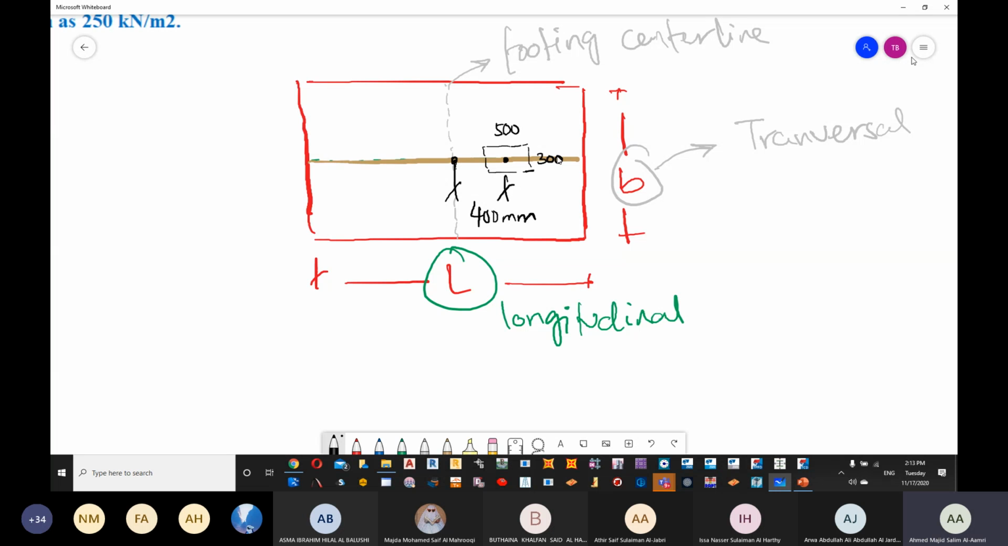Now, the longitudinal line for the foundation and for the column is in the same line, which is the gold color or the brown color or whatever you are saying. Now, for the transversal, you will see that between the center of the foundation and the center line of the column, we have a 400 mm distance, or 400 mm eccentricity. Are we clear? Very good.